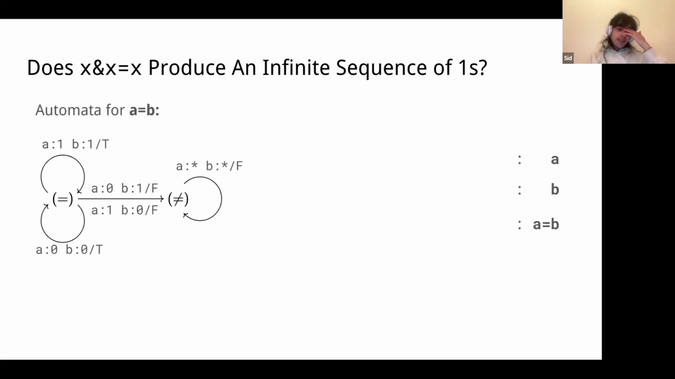So now the next thing that we're interested in deciding is bitwise equality, right? Because we want to know whether the two bit vectors are equal. For this, the automata is a bit more complex, and I'll walk you through it.